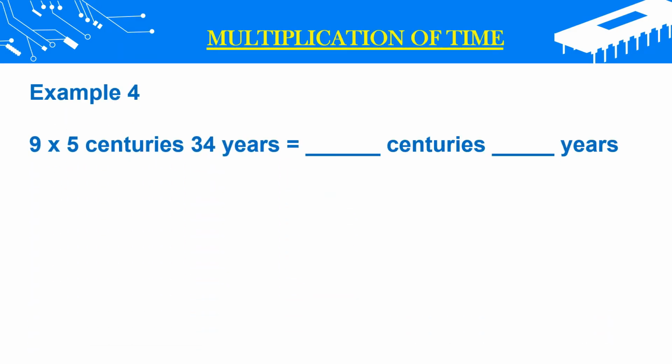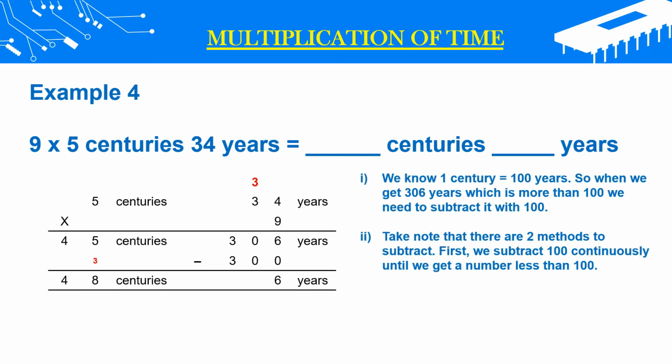Example 4. 5 centuries and 34 years multiplied by 9. 1 century is equal to 100 years. The answer here, 306 years. We can subtract with 100 continuously until we get a number smaller than 100, or we can look for a multiple of 100. In this case, 3 times 100 we will get 300. So when we subtract, we get 6 years.